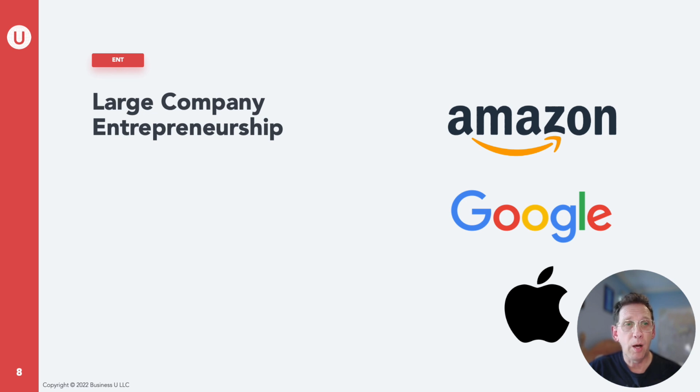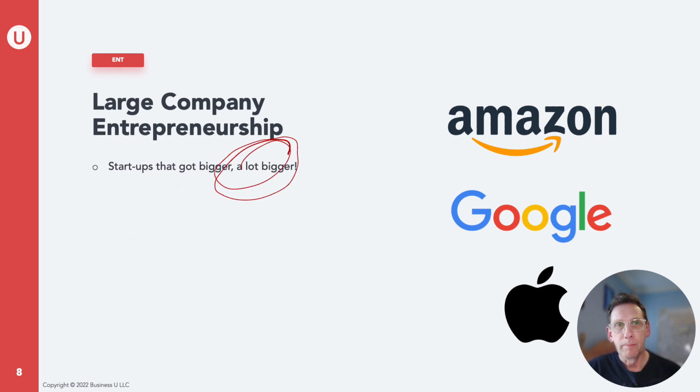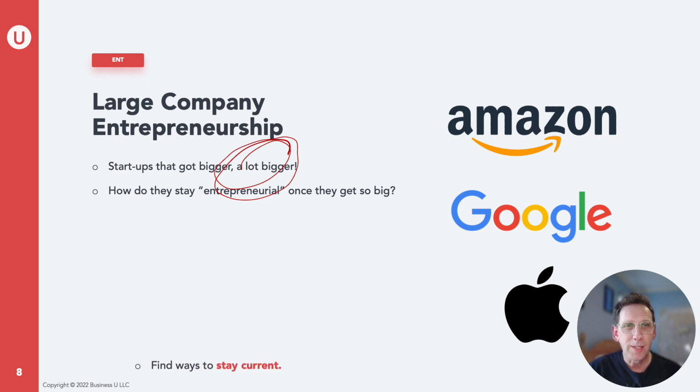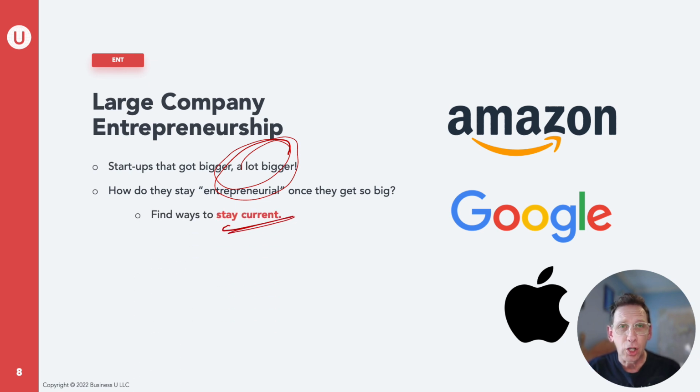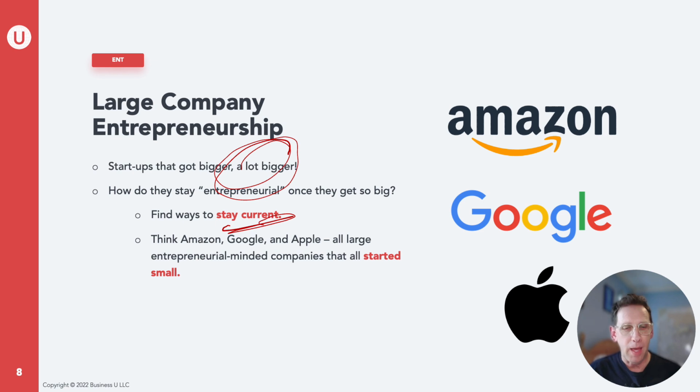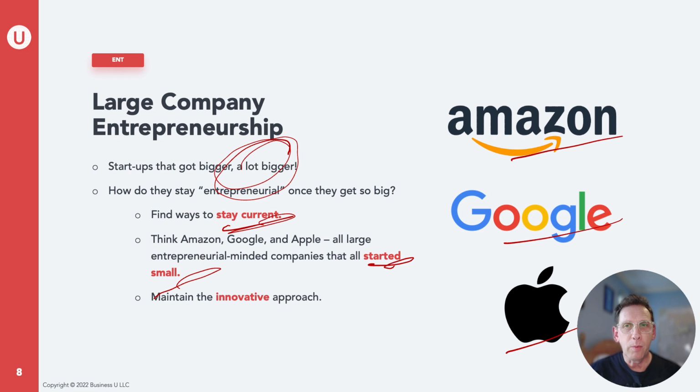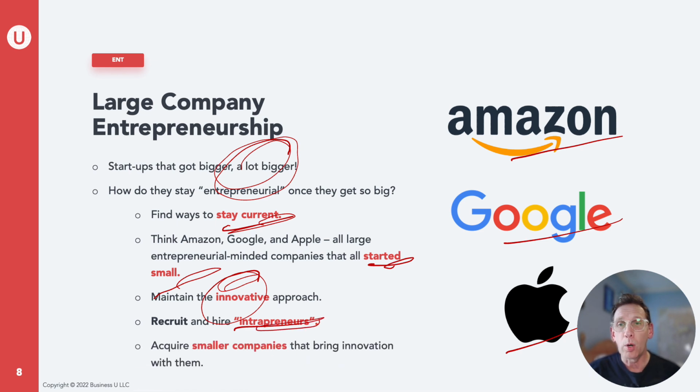Okay, so now we're talking about large scale or large company entrepreneurships. These are startups that got bigger, a lot bigger. And how do they stay entrepreneurial once they get so big? Well, they find ways to stay current. Think about Amazon and Google and Apple. These are all large entrepreneurial minded companies that all started small, but they got bigger, a lot bigger. And the way they do that is they try to maintain an innovative approach and often hire entrepreneurs and acquire smaller companies to bring innovation with them.